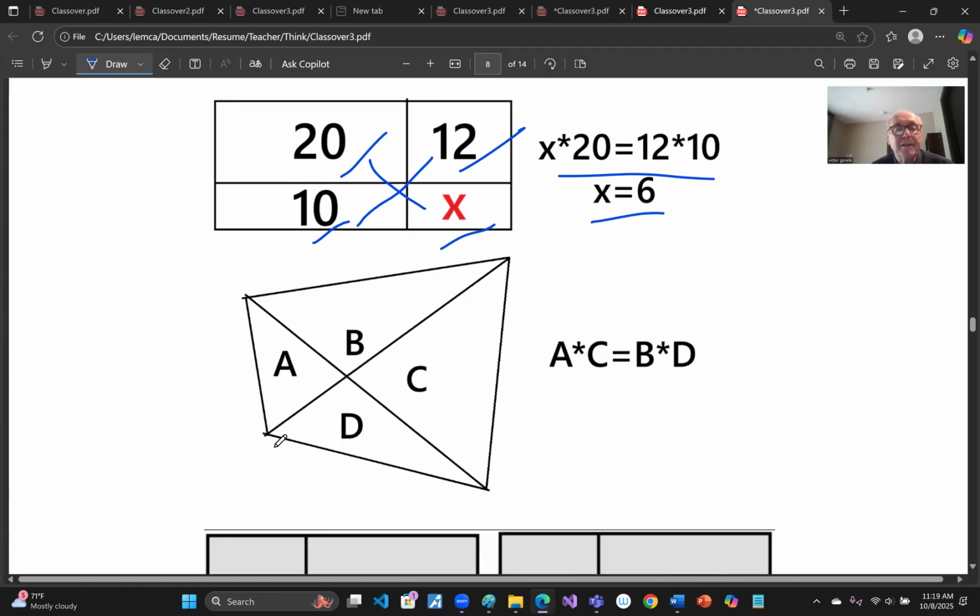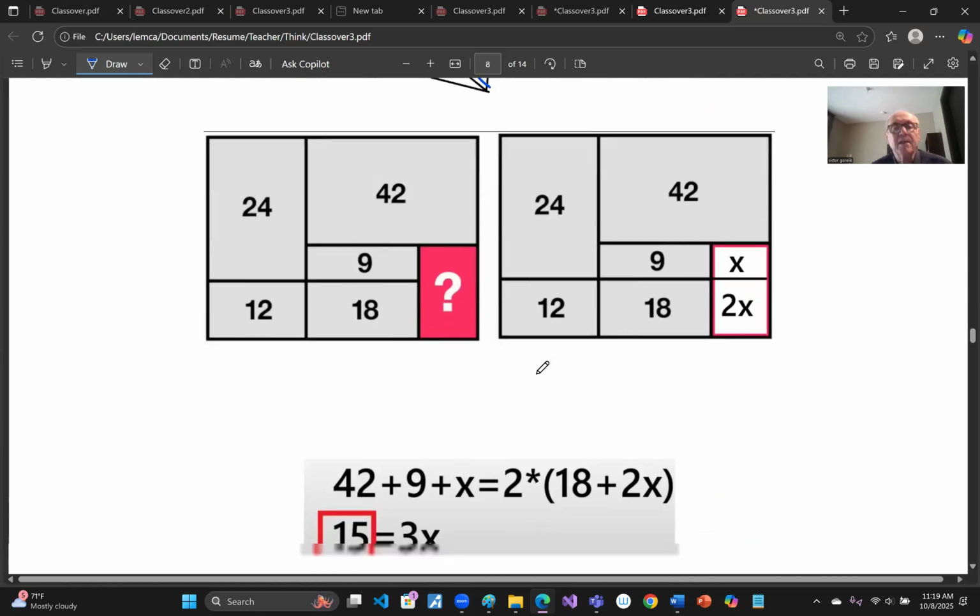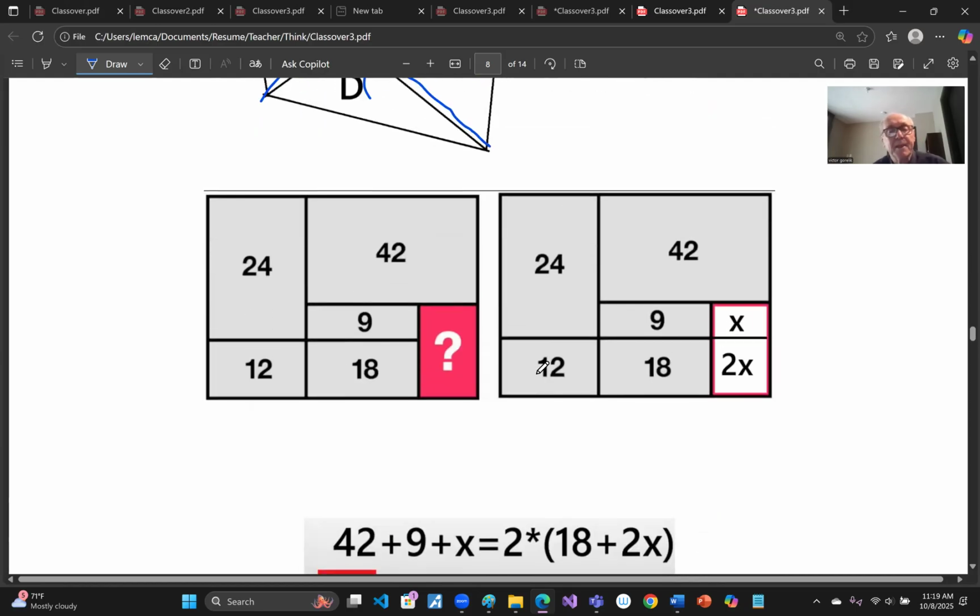For quadrilateral, the same crossover rule says that if we have 4 triangles with areas A, B, C, and D, then area A multiplied by area C is equal to B multiplied by D. Let's solve problem on this crossover rule. We have big rectangle. It is made up of several smaller rectangles with areas 12, 24, 42, 9, 18.